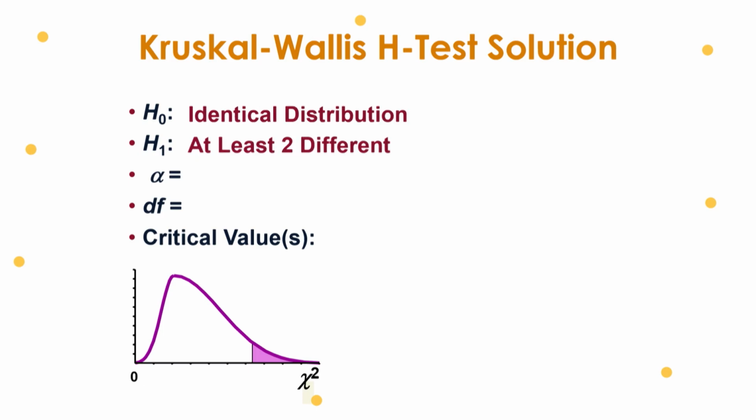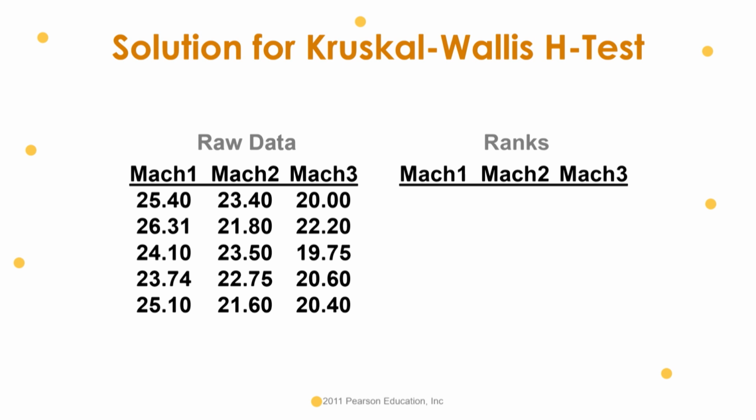First we have to frame the hypotheses. The null hypothesis is identical distribution, and the alternative hypothesis is that at least 2 groups are different, with alpha equal to 0.05. The degrees of freedom, since we have 3 groups, is p minus 1, that is 3 minus 1 equal to 2. For the critical value, from this graph we consider alpha equal to 0.05, and using the chi-square table the value is 5.991. Now we are going to do the calculation.